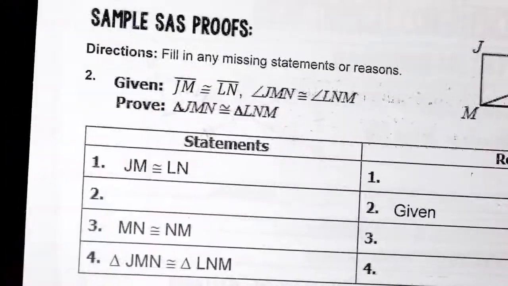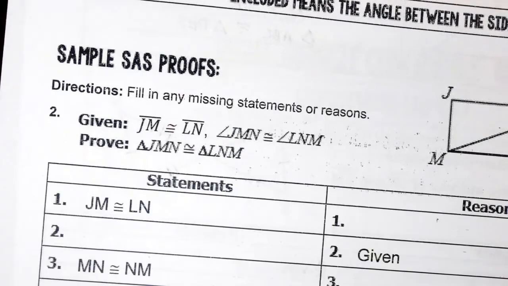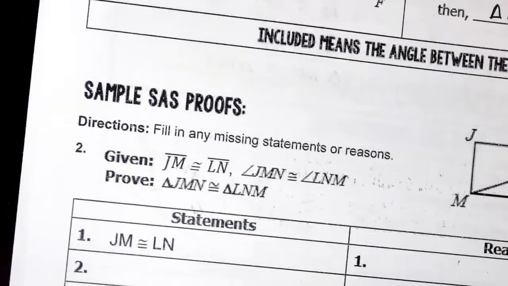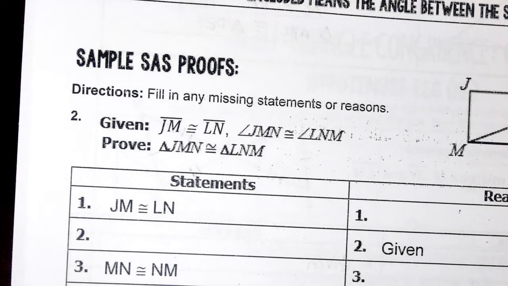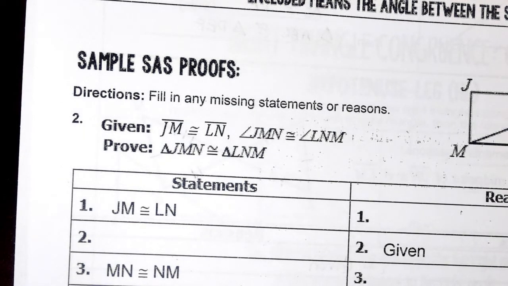So I'm going to explain that to you. Alright, so number 2 is SAS sample proof. Fill in the missing statement or reasons on this one. So now we have a statement missing, and then we have some reasons missing. The proof starts out, it says given JM is congruent to LN. Then they say angle JMN is congruent to angle LNM. They want us to prove that triangle JMN is congruent to triangle LNM.